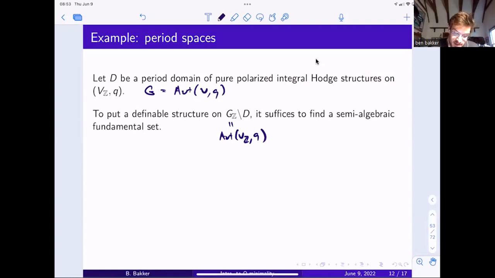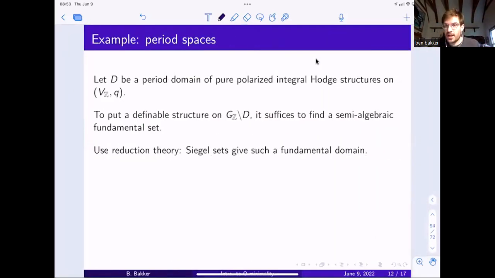So to put a definable structure on this quotient, we just need to find a semi-algebraic fundamental set for the action of this group, okay? And I'm not saying that there's only one possible definable structure on this quotient. In fact, that's not true. There are many. Not all choices of a semi-algebraic fundamental set will give compatible definable manifold structures. So we want to find one that is particularly natural.